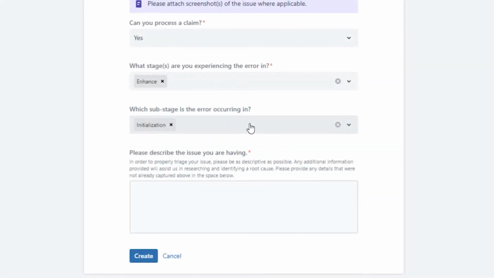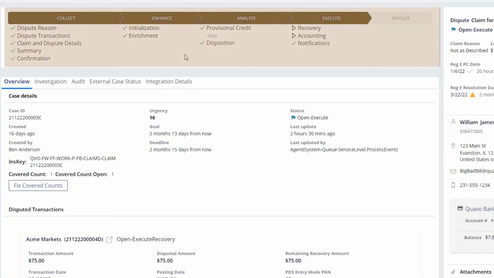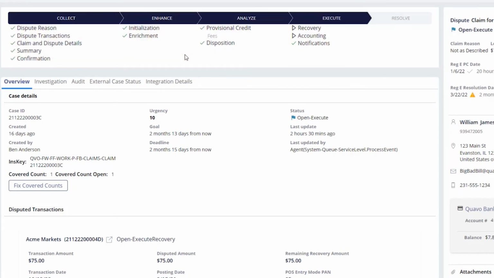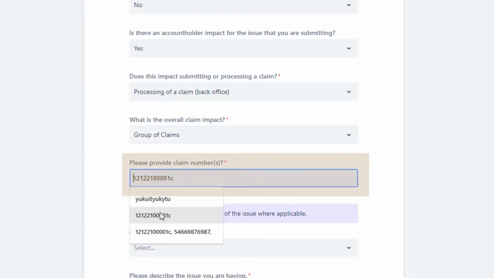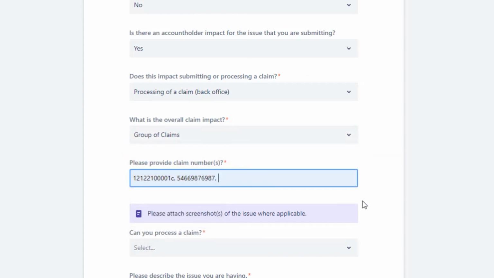The form also asks in what stage the error is being seen in. The stages can be seen from the user interface within QFD if needed. Lastly, the client is asked to provide claim numbers as examples for the cases that are experiencing this issue.